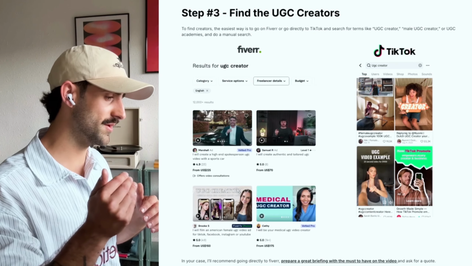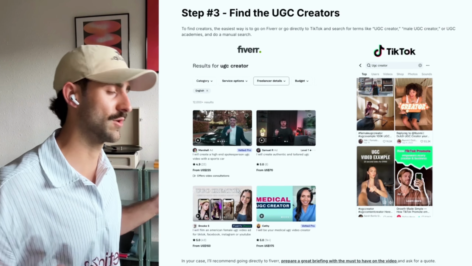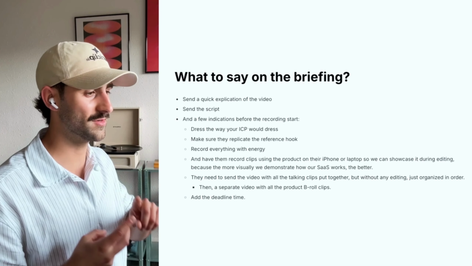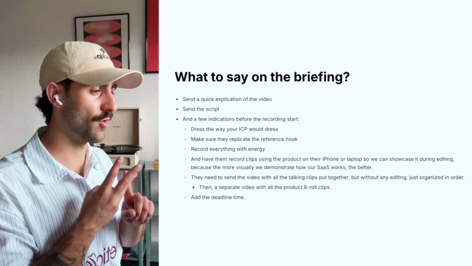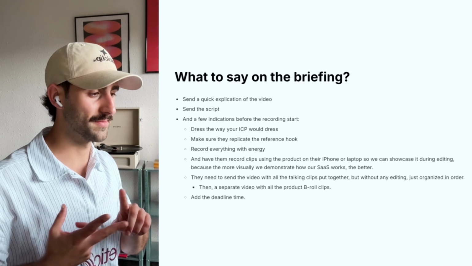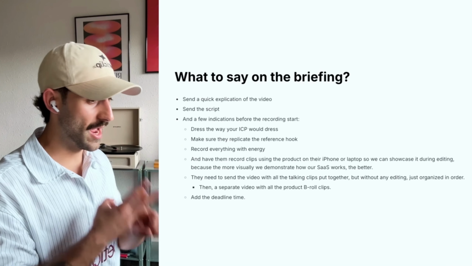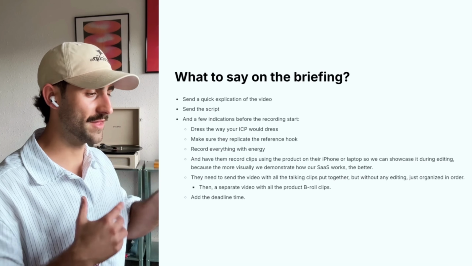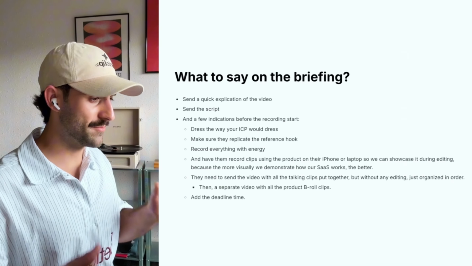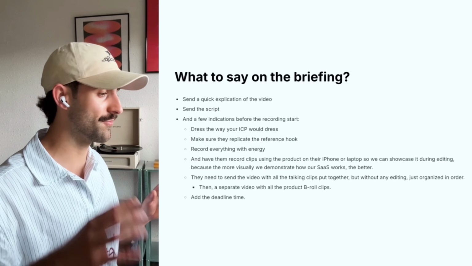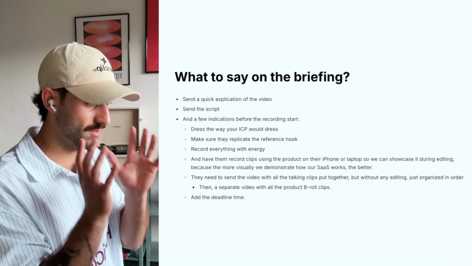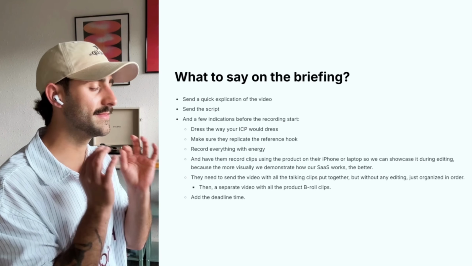Prepare a great briefing with the must-haves you want in the video and ask for a quote. So that's what you need to say in the briefing. Send a quick explanation of the video, send the script, and a few things before the recording starts. For example, dress the way your ICP would dress, make sure they replicate the reference hook, record everything with energy, and have them record clips using the product on their phones. That means record B-rolls, and have them record clips using the product on their iPhone or laptop, so we can showcase it during editing, because the more visual we demonstrate how our SaaS works, the better.